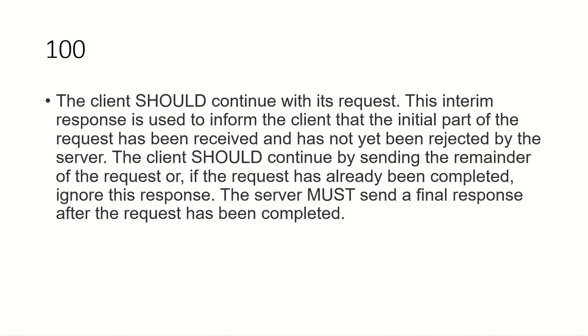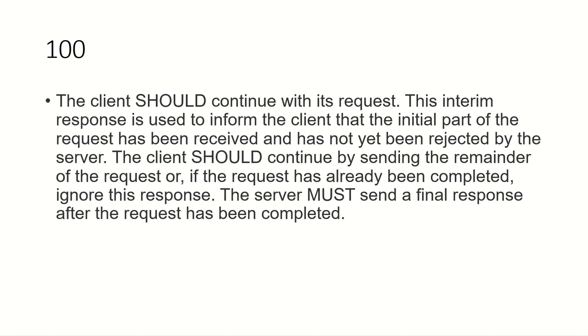Now let me go to the next slide and discuss where we can use the 100 status code. Okay, the client should continue with its request. This interim response is used to inform the client that the initial part of the request has been received and has not been rejected by the server. The client should continue by sending the remainder of the request, or if the request has already been completed, ignore this response. The server must send a final response after the request has been completed. So this is what the 100 HTTP status code does.